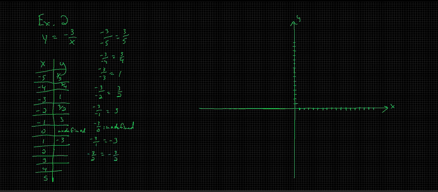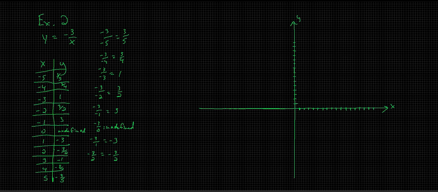And we should notice here that it's just going to be the opposite of what it was on the negative side. So at 3, it's going to be negative 1. At 4, it's going to be negative 3 fourths. And at 5, it's going to be negative 3 fifths.